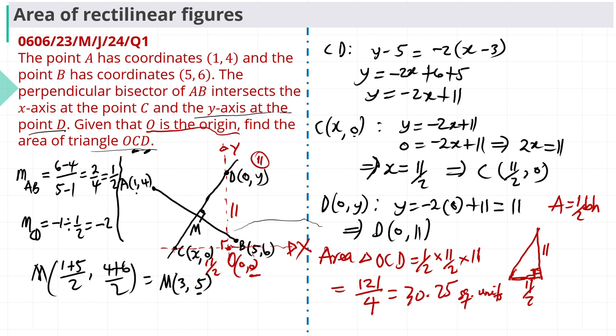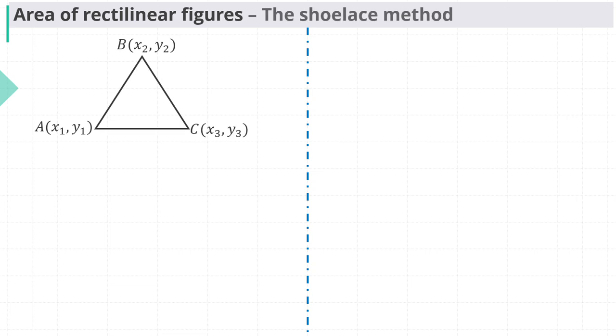Now, there is a second method that we can use to solve for the area of OCD. It's called the shoelace method. What is the shoelace method like? We use this method to find the area of rectilinear figures. By rectilinear figures, we mean a plane figure that is bounded by straight sides. So I have a triangle with coordinates A, B, and C.